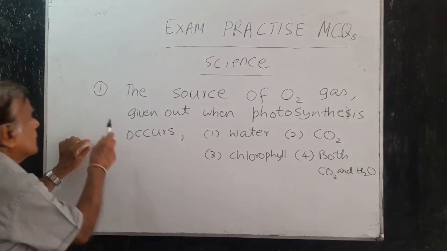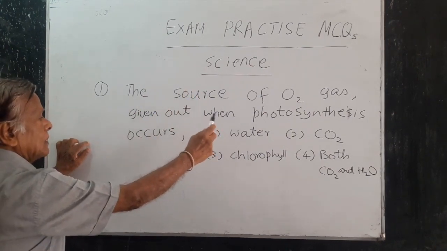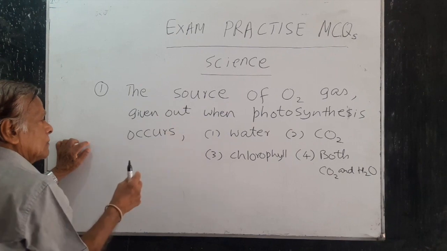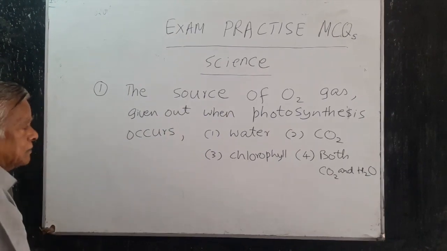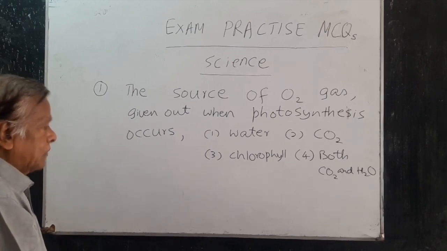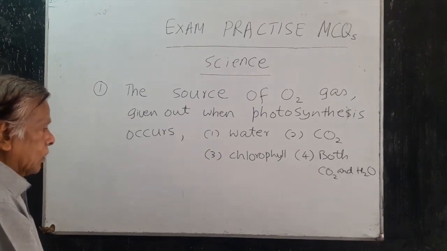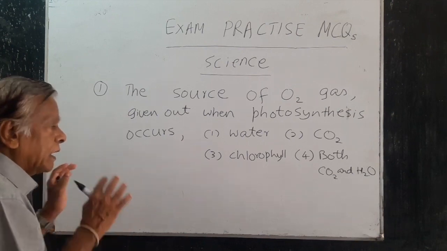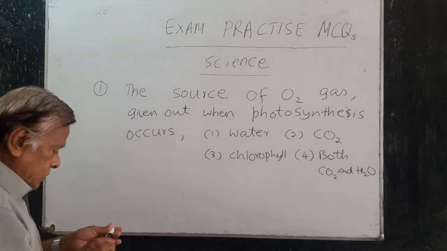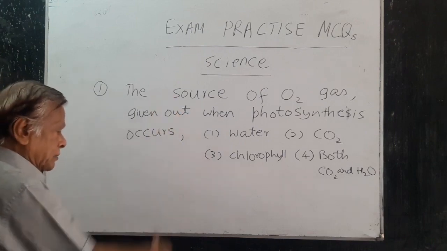First one, the source of oxygen given out when photosynthesis occurs. First one, water. Second one, carbon dioxide. Third one, chlorophyll. Fourth one, both carbon dioxide and water. Now you know that. So you can actually take down this question when I am explaining.